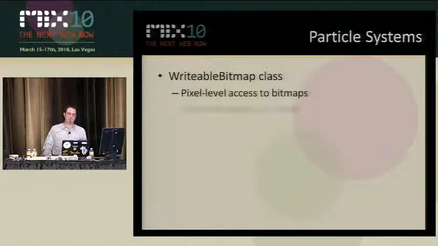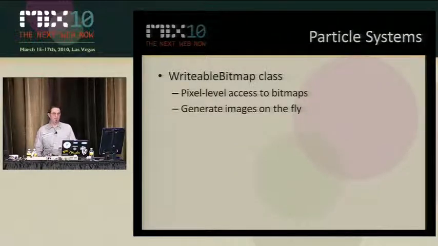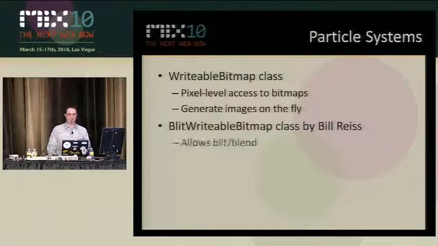The writable bitmap class actually lets you do a lot of really cool things with bitmaps in Silverlight. Specifically for particle systems, what we like about it is that you have pixel level access to bitmaps and you have the ability to generate images on the fly. The class that I use is called BlitWritableBitmap. It was created by Bill Reese, and it allows me blitting and blending of the images that I'm putting inside my particle system.